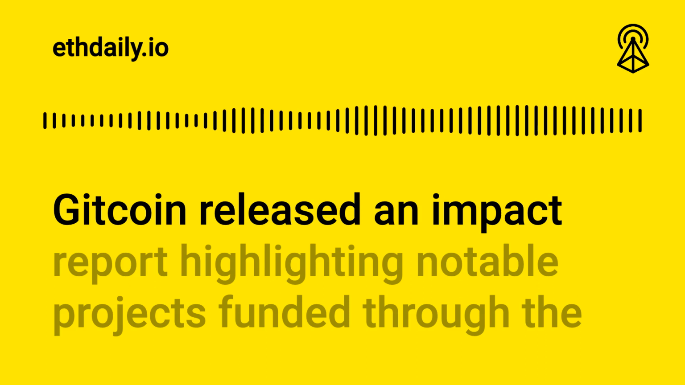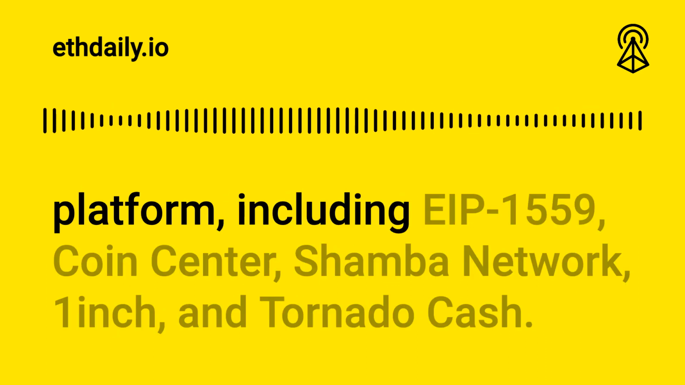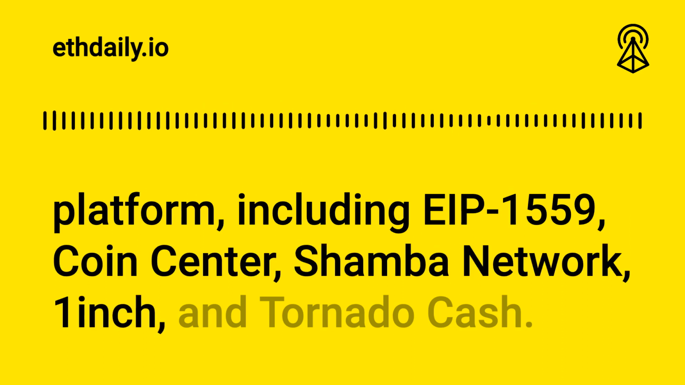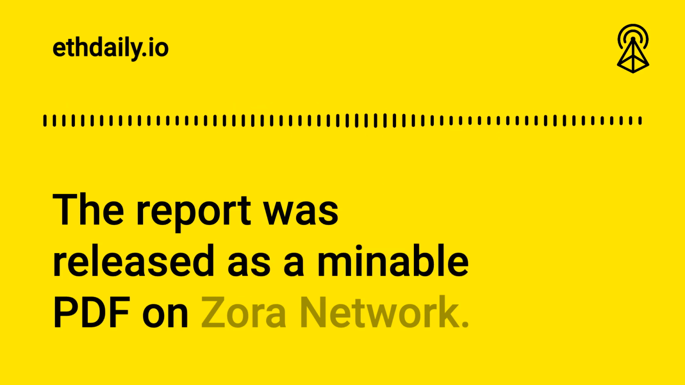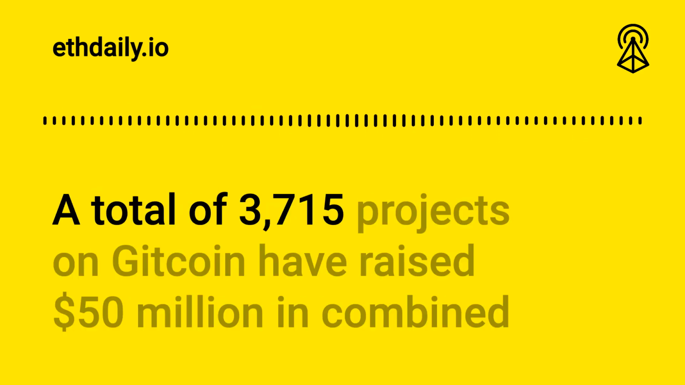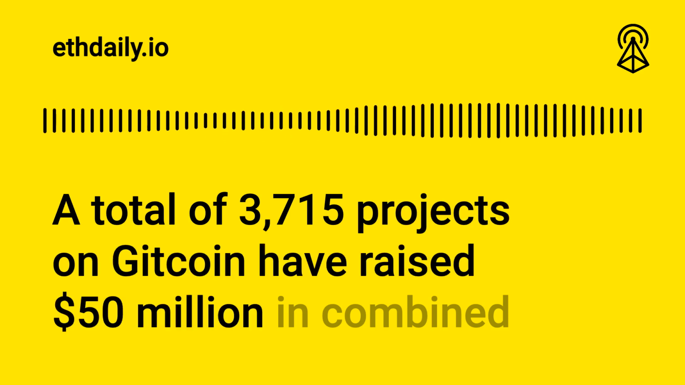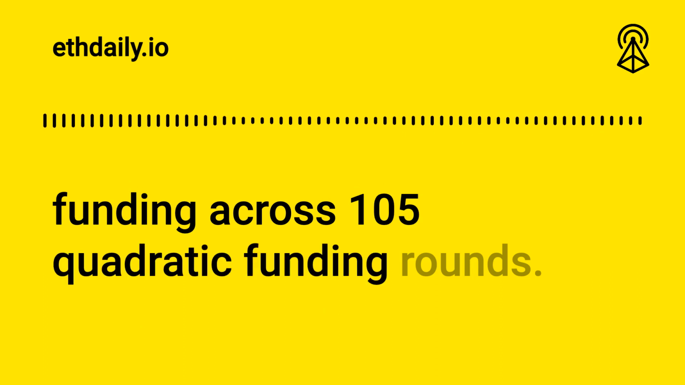Gitcoin released an impact report highlighting notable projects funded through the platform, including EIP 1559, CoinCenter, Shamba Network, 1inch, and Tornado Cash. The report was released as a mintable PDF on Zora Network. A total of 3,715 projects on Gitcoin have raised $50 million in combined funding across 105 quadratic funding rounds.